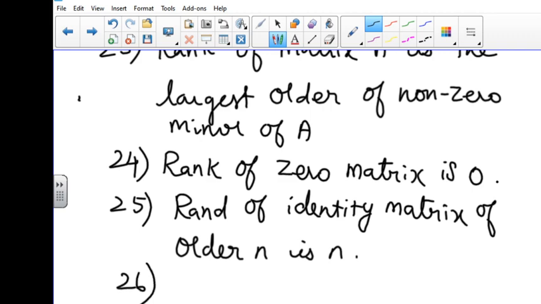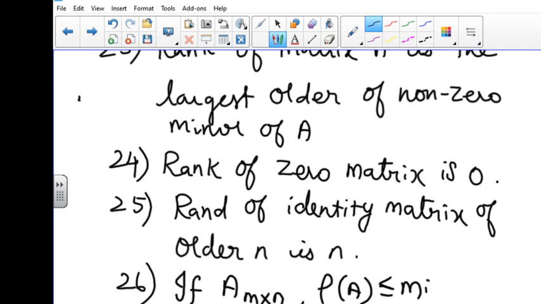26. If A is a matrix m by n, then rank of A is less than or equal to minimum of m comma n.